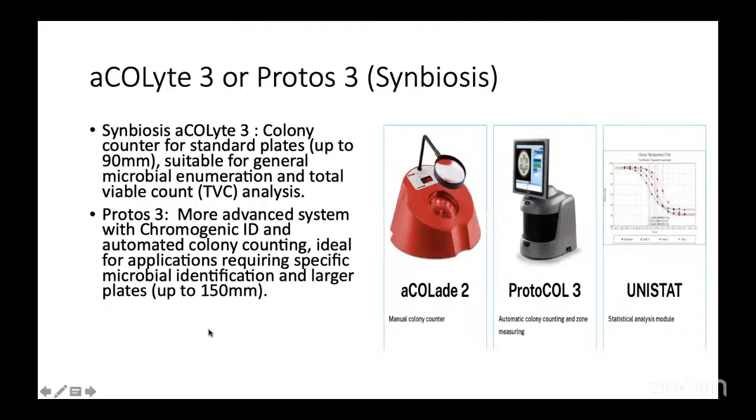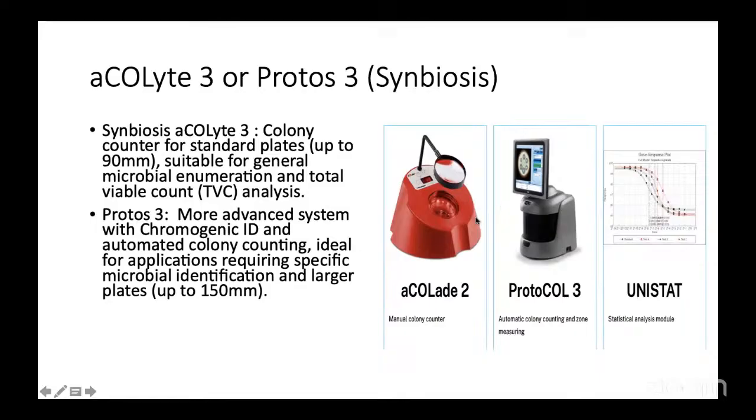Now, something at an incubation stage, which is there, but is a smaller one, is a Symbiosis Ecolite 3 system, which has a protocol system and a Unistat, which is a statistical analysis module. What it does is that it is a colony counter. So what you can do is maybe after say 12 hours, you have to manually put the colonies here and it enumerates them and it analyzes them and it also gives you the result.